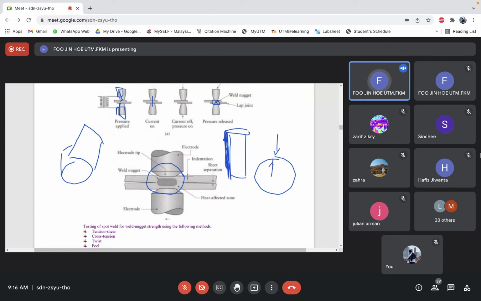So instead of just a weld nugget, I produce a continuous weld nugget, weld nugget, weld nugget. Rather than this electrode, I use a wheel.